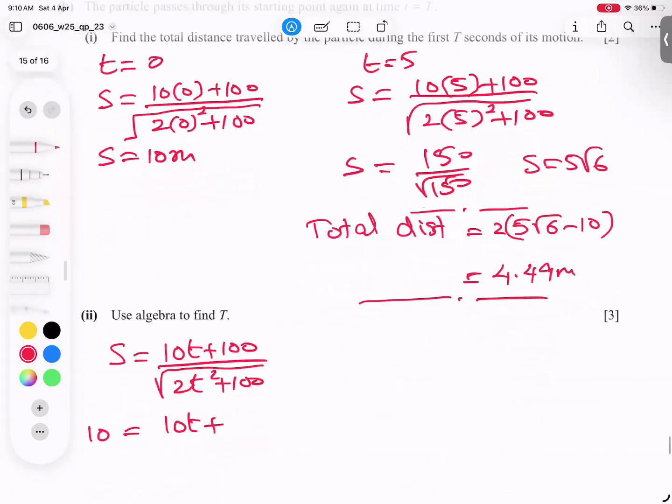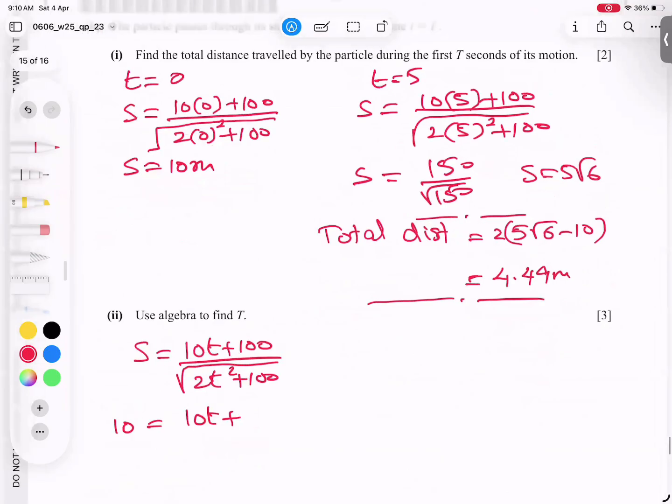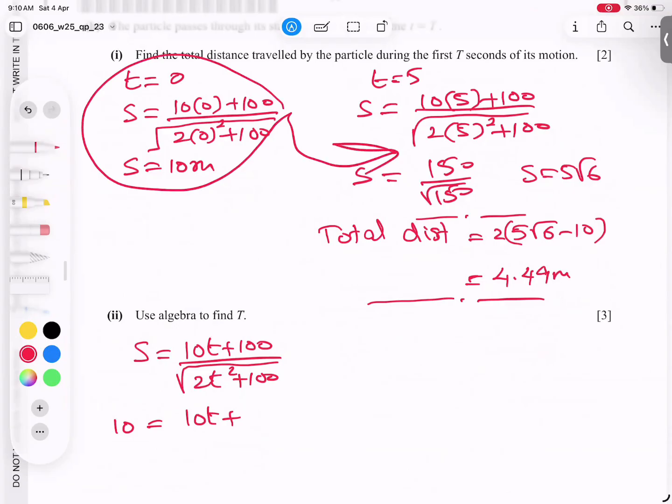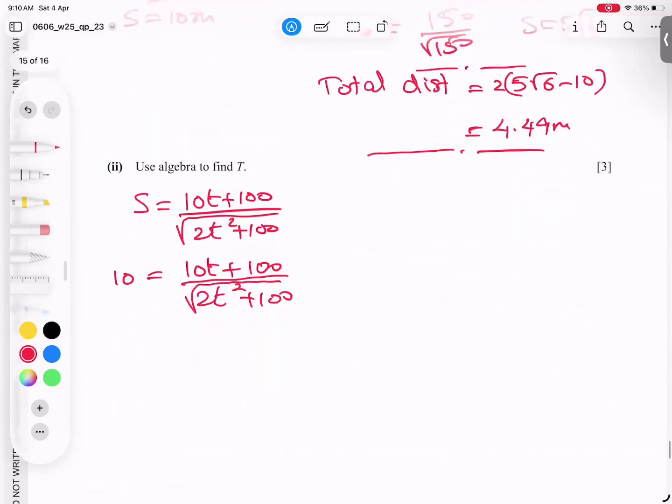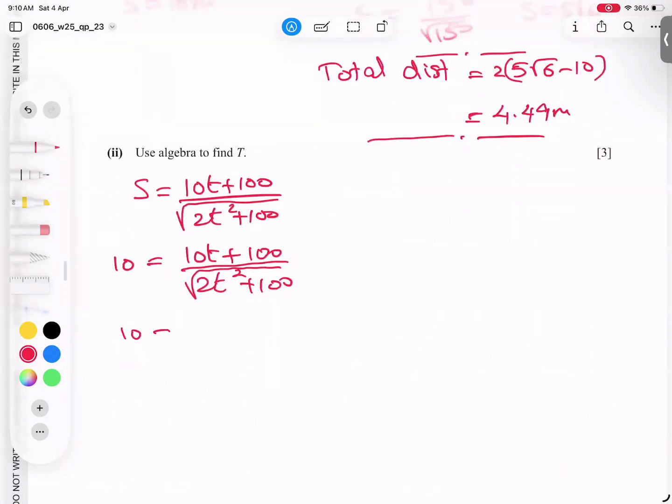And in this part, he is asking time, find the time. For that reason, this also helps us, no problem. This part will help you, this and this also. Now I'm going to solve it: 100 here, and 2t square plus 100 and root. Okay, now 10 common from the top.